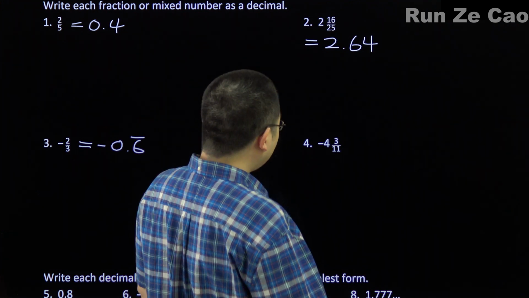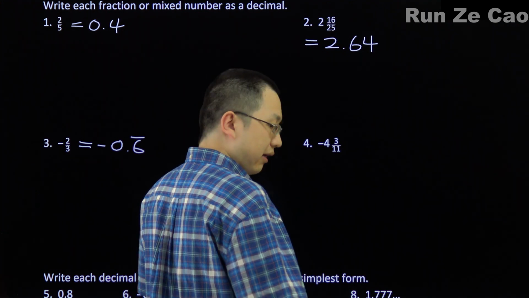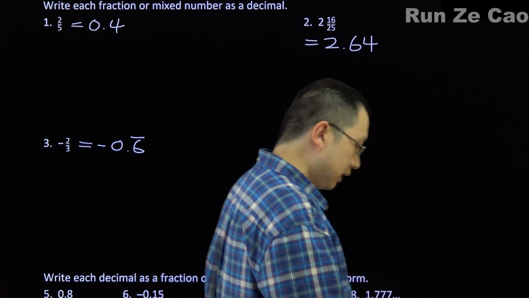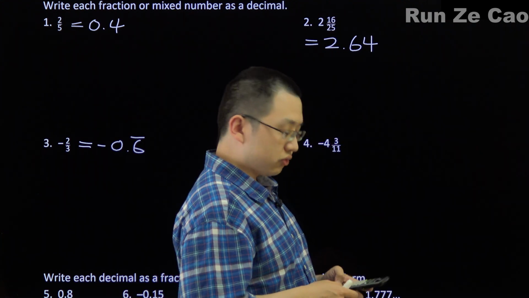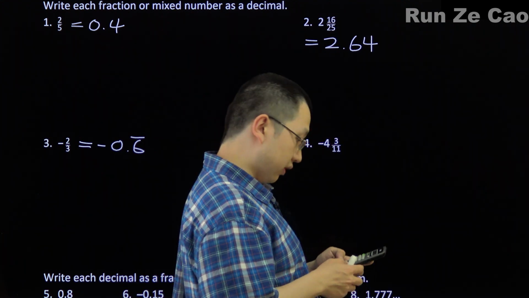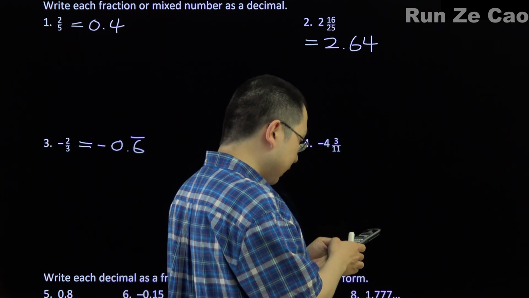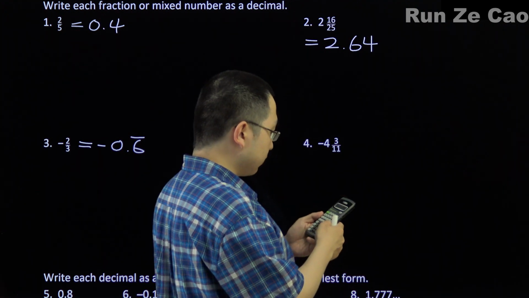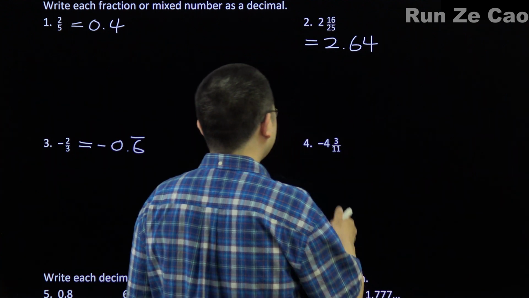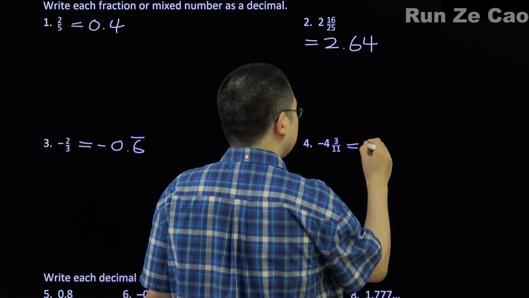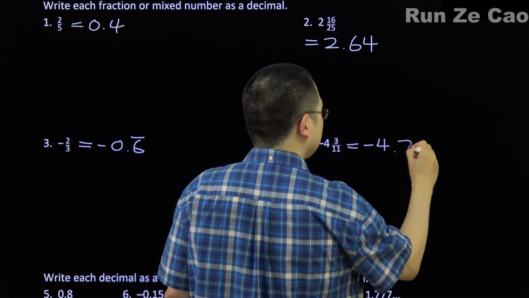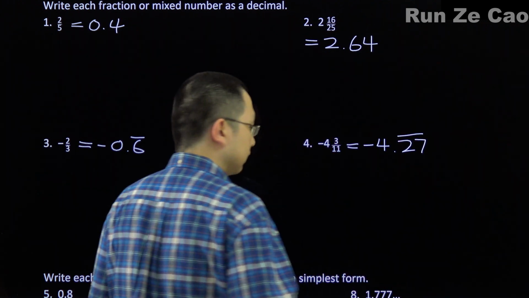Okay, negative 4 and 3 over 11. So let's say we don't know the rules for dividing by 11. 3 divided by 11, oh, it's 0.272727, and so on. So this would be negative 4.27 repeating.